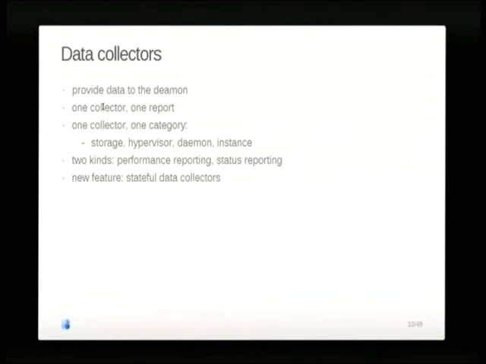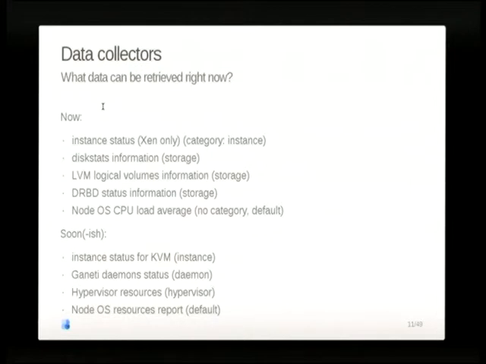And then there are some data collectors that are stateful, which means they remember some history, while normal ones, like is this up or down, are only about the last moment. So you can read, for example, instance status for Xen. I think KVM is coming in 2.10 or 2.11. The GRNet people should have more information about that.